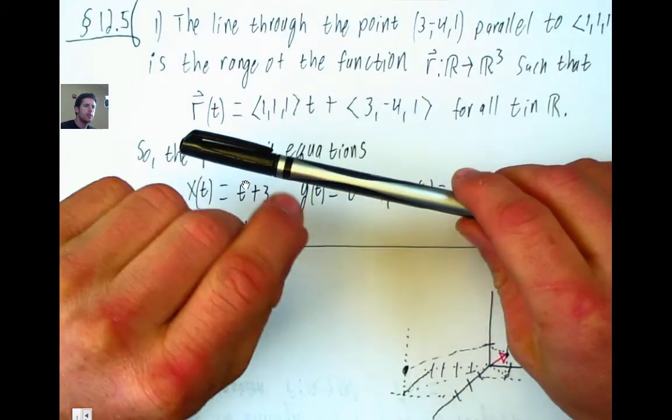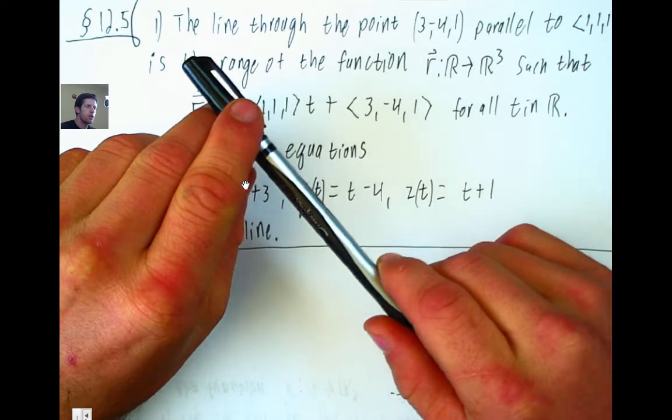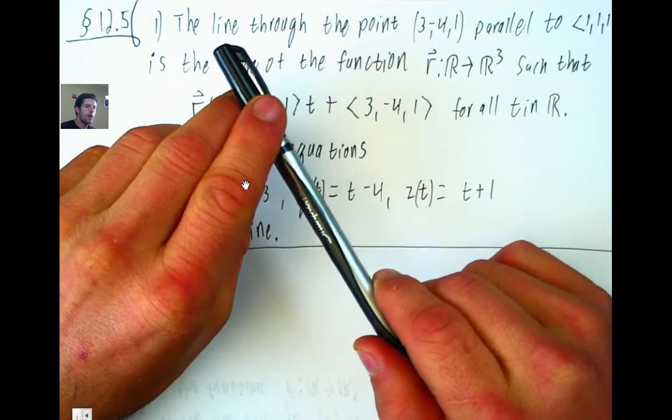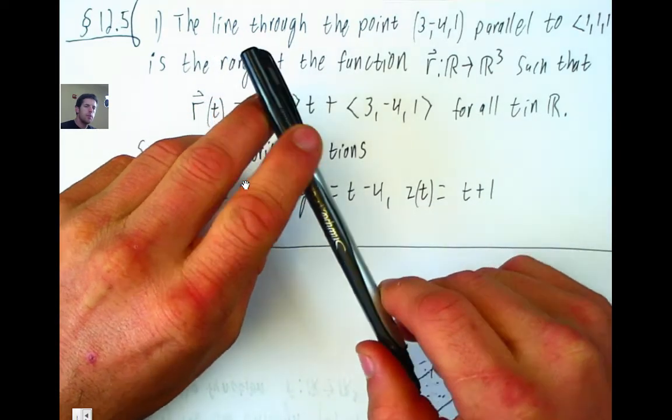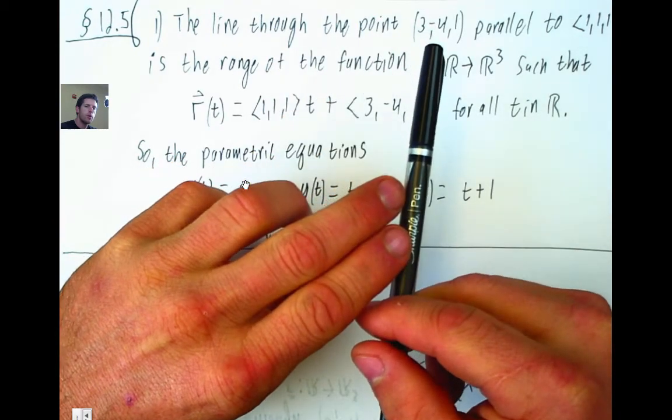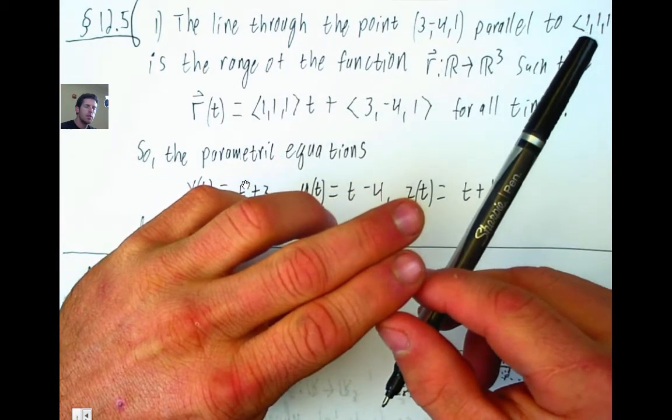12.5, number 1. I am supposed to find parametric equations for a line that passes through (3, -4, 1) and is parallel to (1, 1, 1).